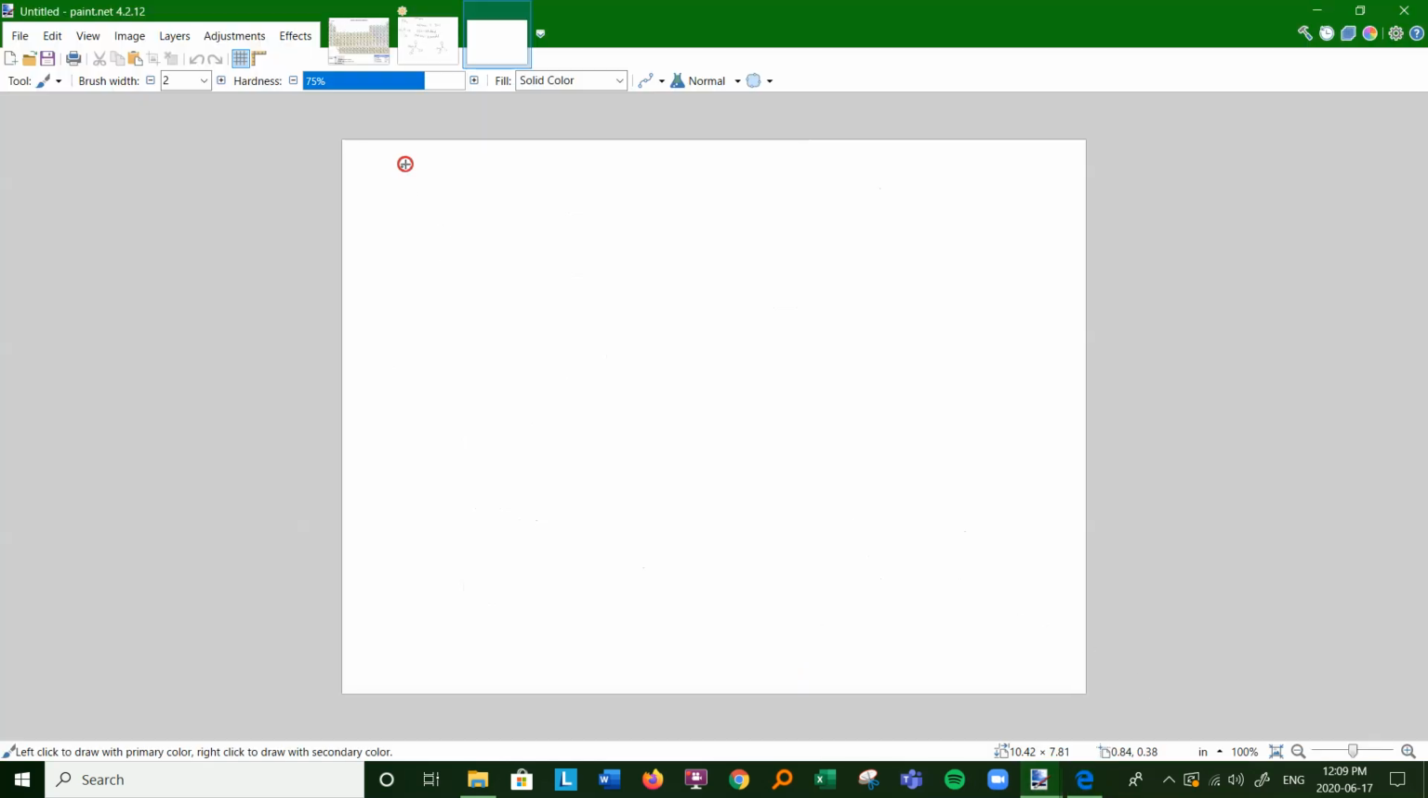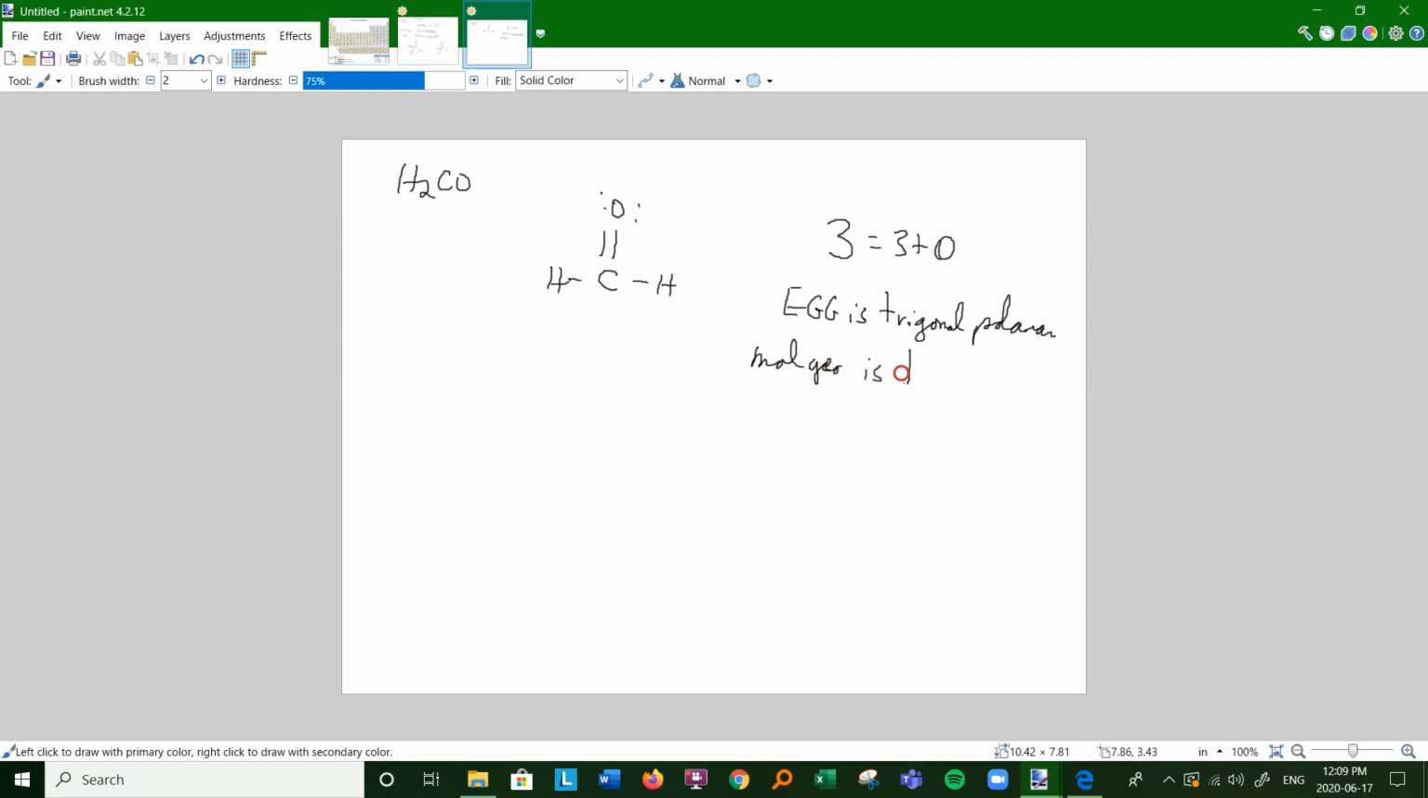Okay, so H2CO, which is formaldehyde. So we've got carbon, oxygen, hydrogen, hydrogen. Here's a Lewis diagram. So carbon's the central atom. It's got 3 bond groups, no lone pairs. So if it has 3 bond groups, the egg is trigonal planar. And there are no lone pairs, so the molecular geometry is also trigonal planar.